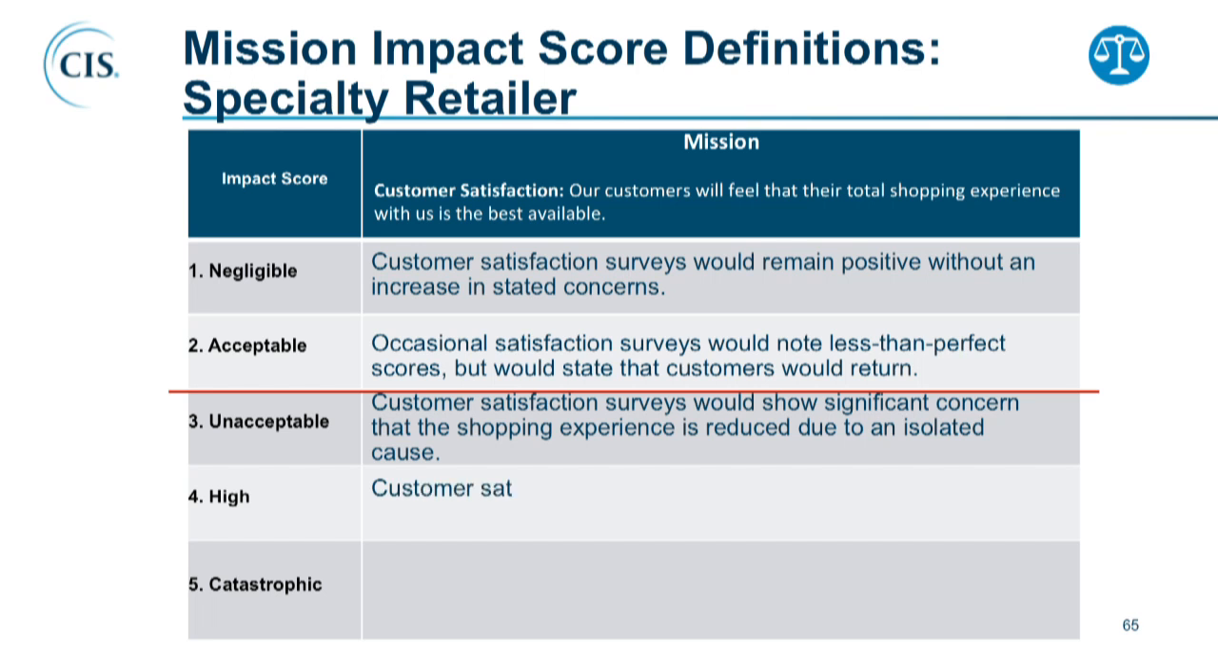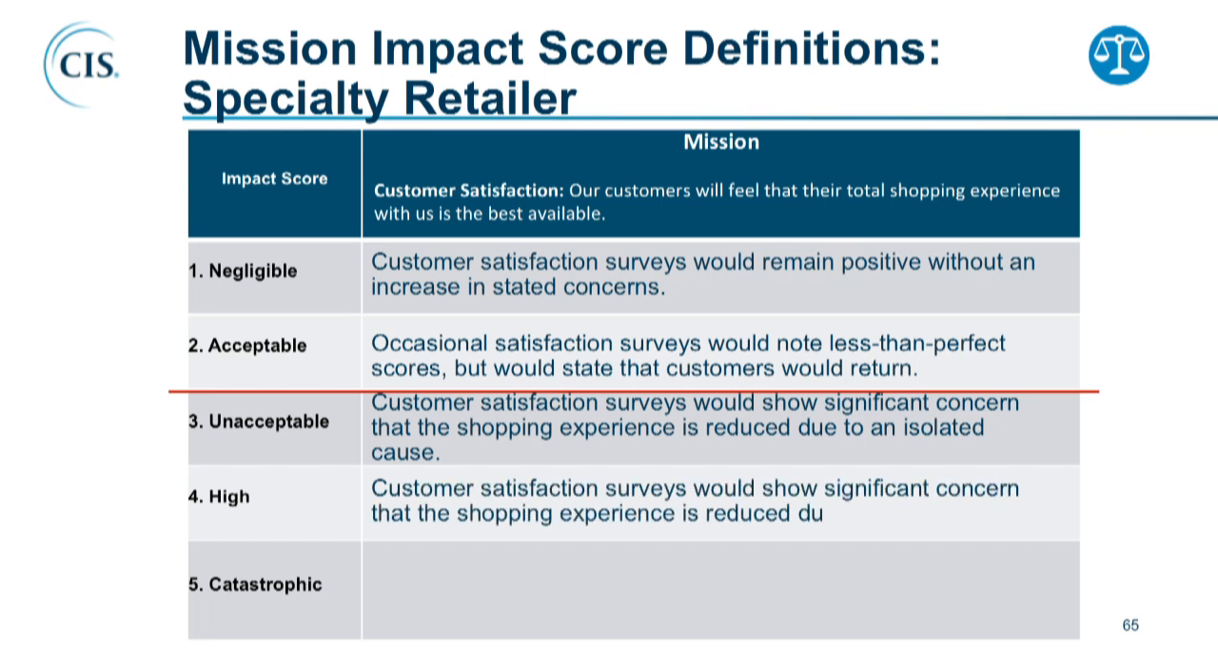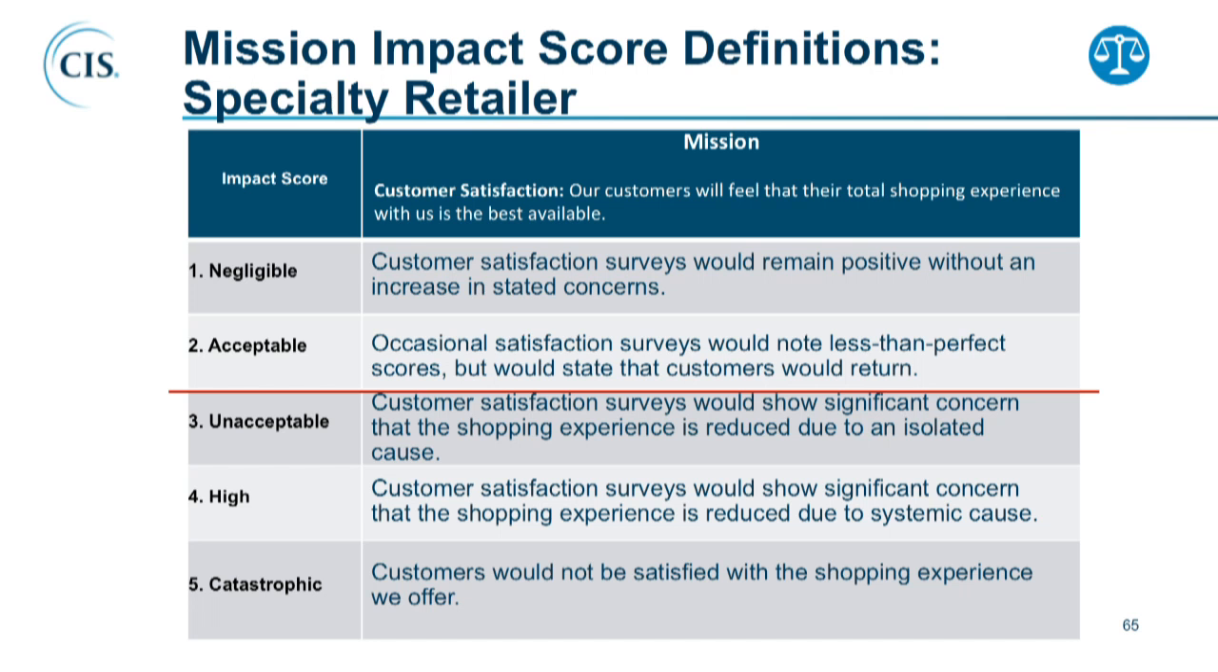So let's click again and look at what's high. Customer satisfaction surveys, which show significant concern that the shopping experience is reduced due to a systematic cause. Uh-oh, this is a real problem. I'm sorry, we have to bring our application offline because there's a concern that multi-factor authentication will be too burdensome, so you can talk to someone by using the phone. We can't use a web app anymore. Guess what? That's going to be systematic. This is way too costly for us. How about catastrophic? Customers would not be satisfied with the shopping experience we offer. In other words, why are we even doing the business that we're doing, right? That's the worst case scenario for what we say our mission is.